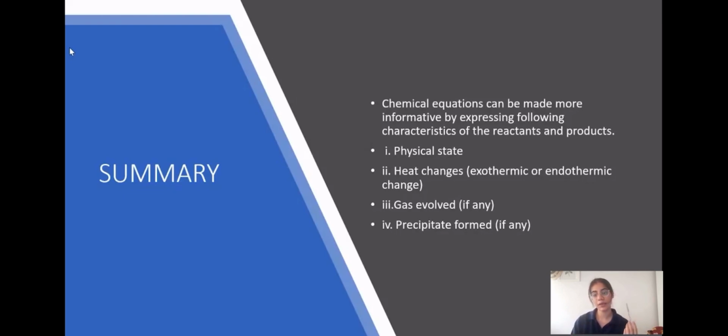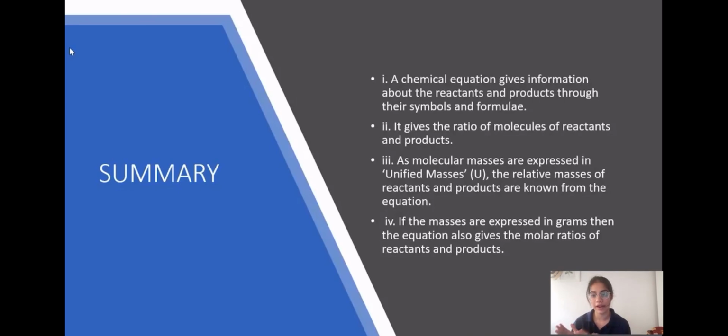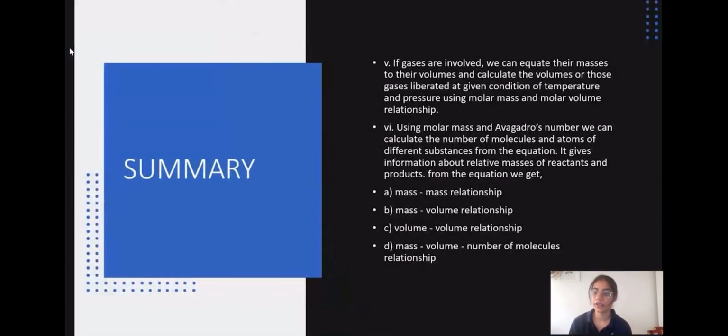Next, we know our chemical equations give us information about reactants and products through their symbols and formulae, but it also gives you ratio of molecules of reactants and products. Now, from the unified masses, you can calculate relative masses, and from the relative masses, you can build relationships between your reactants and your products. If the masses are expressed in grams, then the equation will give you molar ratios of reactants and products. Hence, from unified mass, we generally convert it into grams.